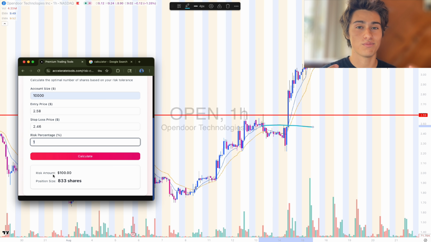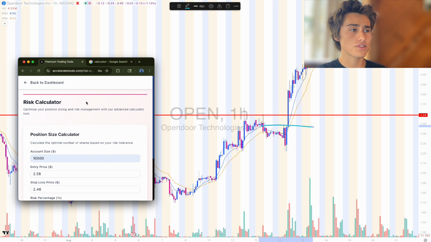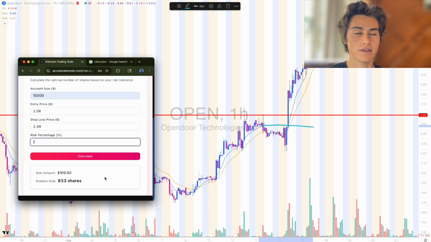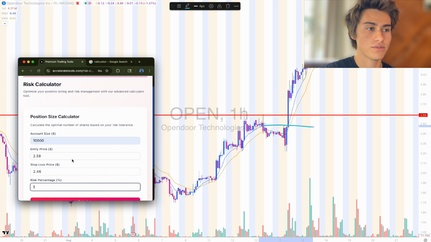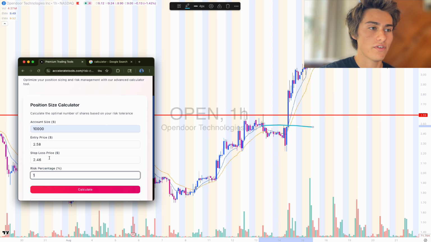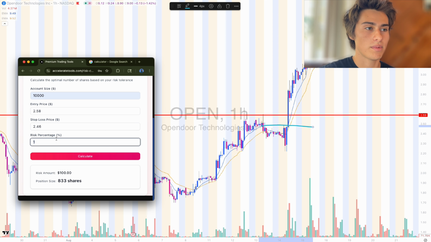And this is basically the most important part of the strategy because this is the part that can really make you rich. So this is the risk calculator, which is available to all members of the Discord, which is in the link in bio. By the way, guys, in the Discord, I alert all my trades, my stop losses, etc. And there's a lot more in there. So anyway, we're using a $10,000 account as our default account size with an entry price, which follows the Opendoor trade, $2.58 for the entry, $2.46 for the stop loss, and you're risking 1%.